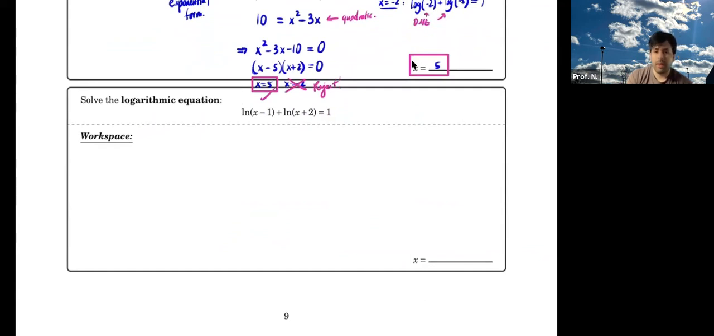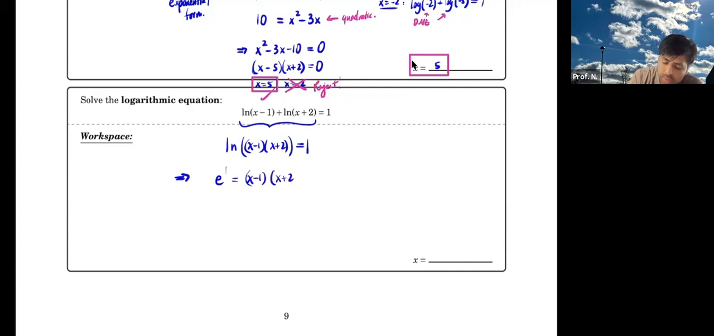Now the same thing goes for this guy, right? ln of x minus 1 plus ln of x plus 2. Put them as a single logarithmic expression. So I get ln of x minus 1 multiplied by x plus 2 equals 1. Now I want to rewrite this. So this is going to be a little crazy. I want to rewrite this as an exponential form. My base here is e. My exponent here again is 1. And I get e to the first power is equal to x minus 1 times x plus 2.